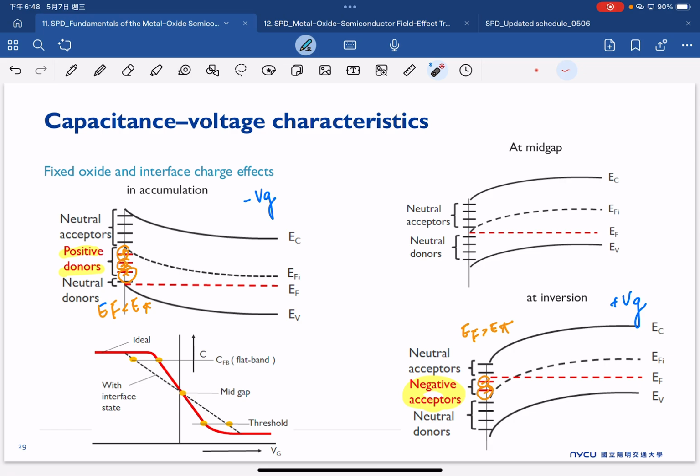So in the end, considering this interface, we will have the stretch of our CV curve. Ideally, we have a CV curve in this way, but considering this interface state, we will see the CV have this kind of change, which we call a stretch.